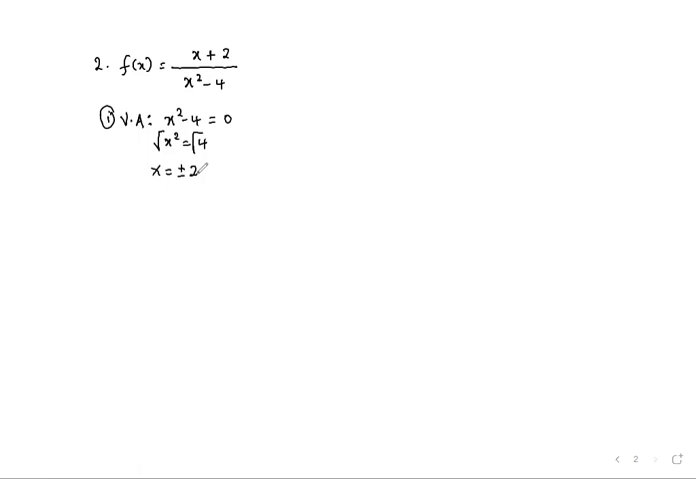Step number 2, horizontal asymptote. You check the power of the numerator is less than the power of the denominator. So y is equal to 0 there.